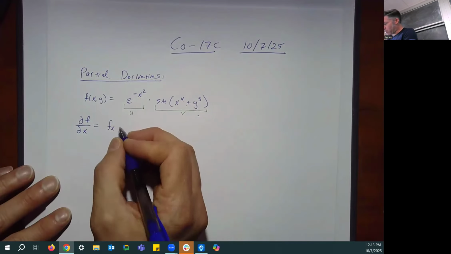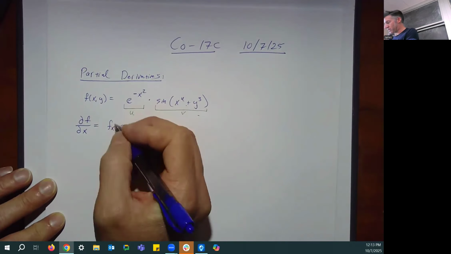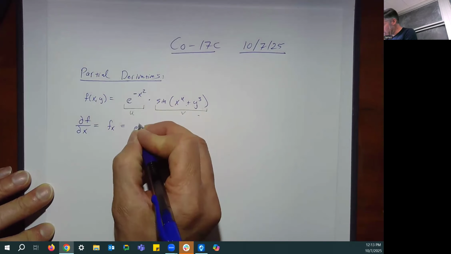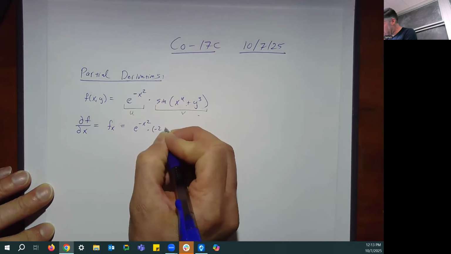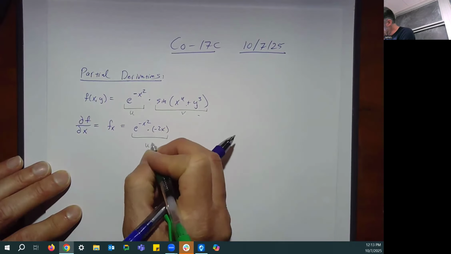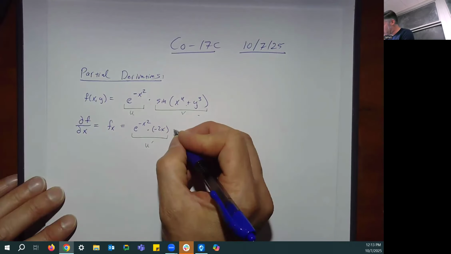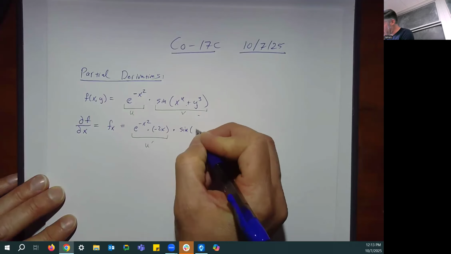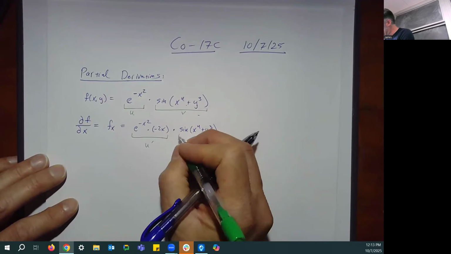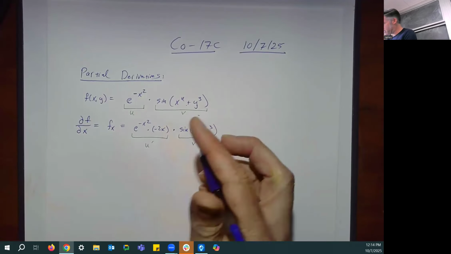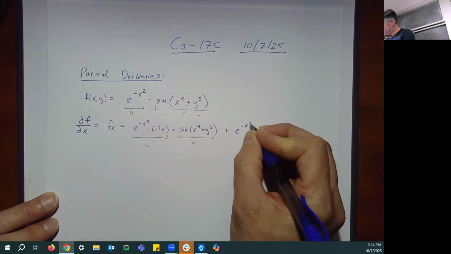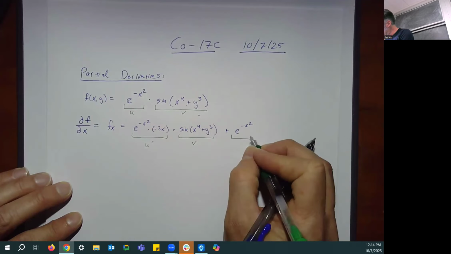So for our f_x, the derivative of u is going to be, okay, chain rule: the derivative of e to the stuff is e to the stuff times the derivative of that stuff. That's my u prime. Then I'm going to leave the v alone, so we multiply that by sine of x to the fourth plus y cubed. That's my v left untouched. Plus, then we switch it. We leave u alone, so it's e to the negative x squared, just good old u, unchanged.